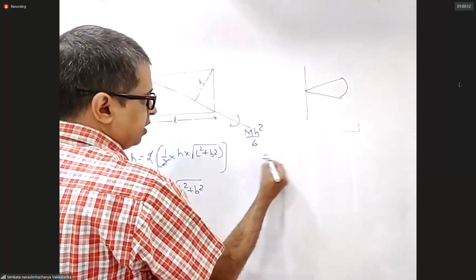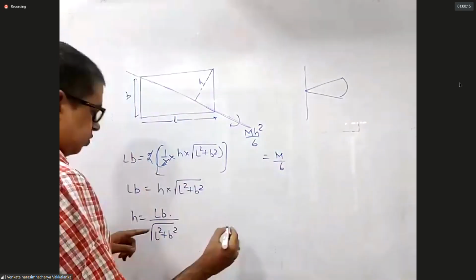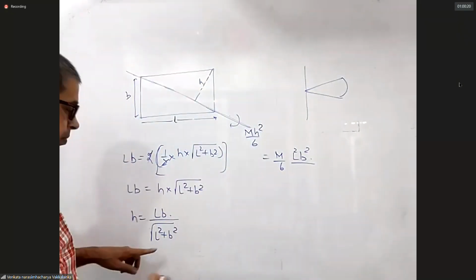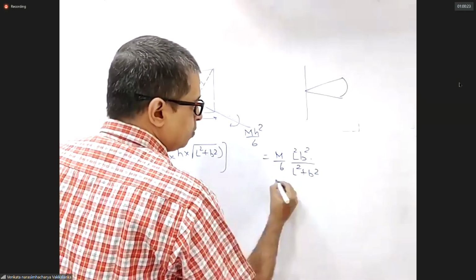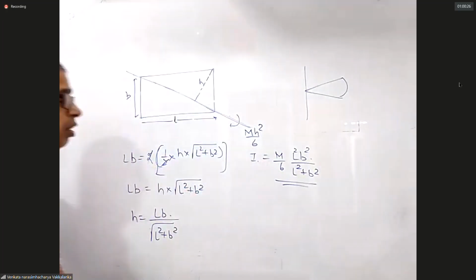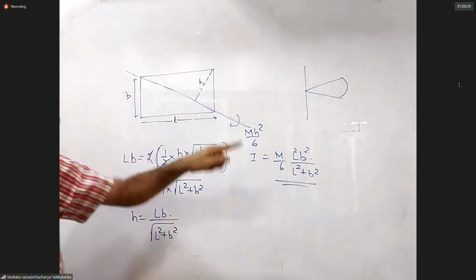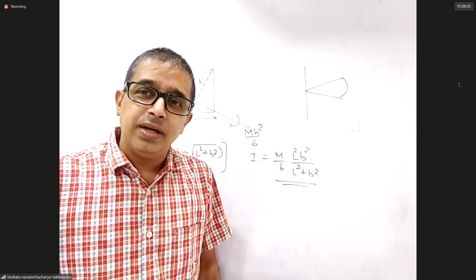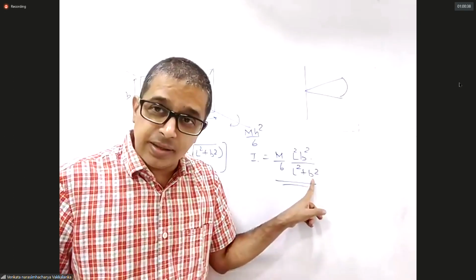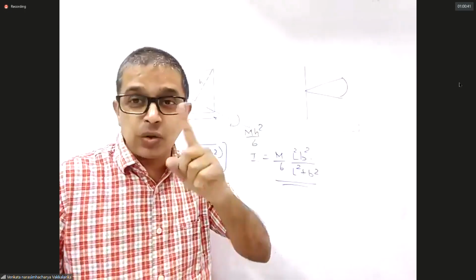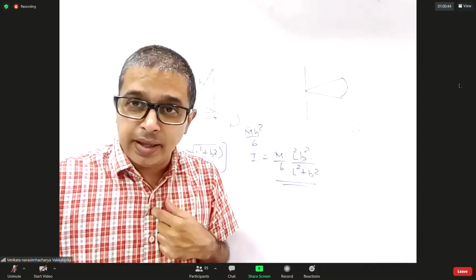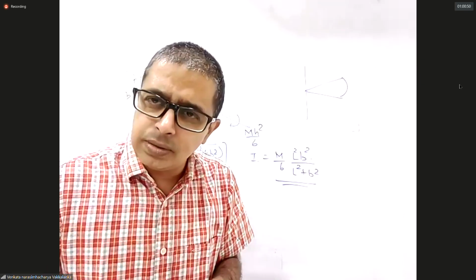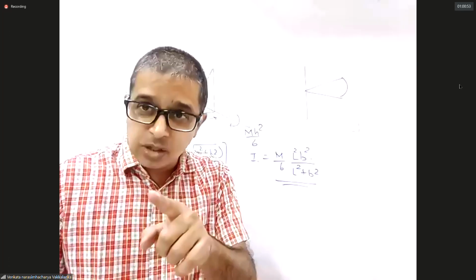So my moment of inertia about this will be capital M by 6 into h square, which is L square B square by L square plus B square. This will be the moment of inertia of the rectangle about its diagonal. How do I cross verify that I got the correct answer? If I put length equal to breadth, it becomes a square. Yes, sir. Square का diagonal का length मुझे पता है. Moment of inertia about the diagonal of a square is how much? Ma square by 12.